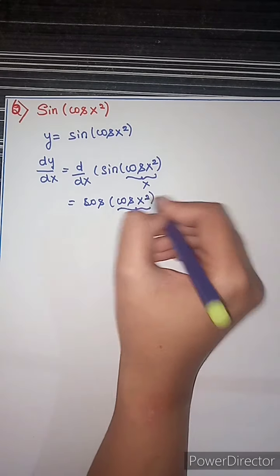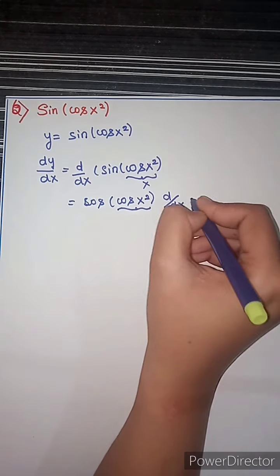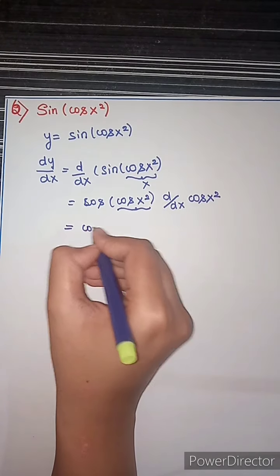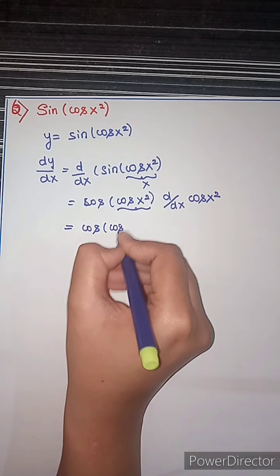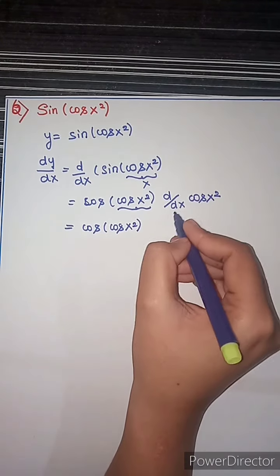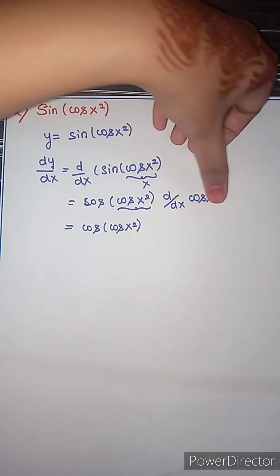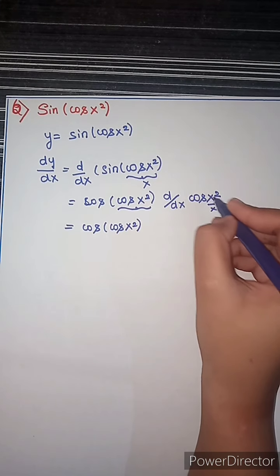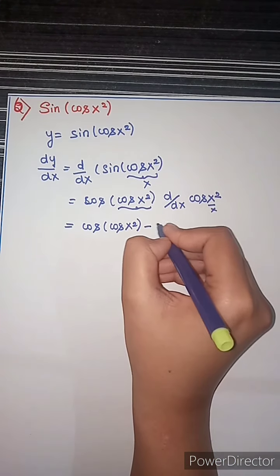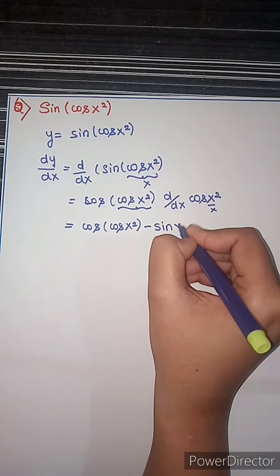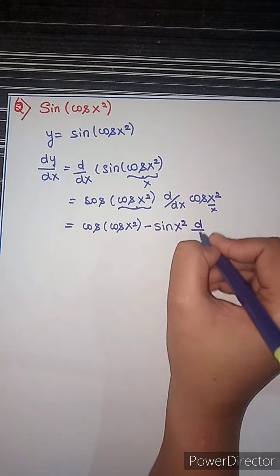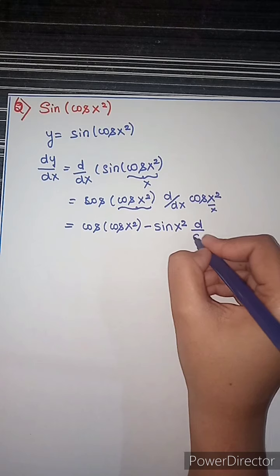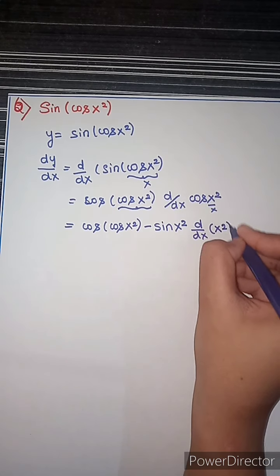Now we need to differentiate this angle. So d by dx of cos x square. In the next step, cos of cos x square, differentiation of cos x square. Think this x square as x. So differentiation of cos x is minus sin x. In the place of x we have x square. Now we have to differentiate this x square, this angle. Okay, so d by dx of x square.